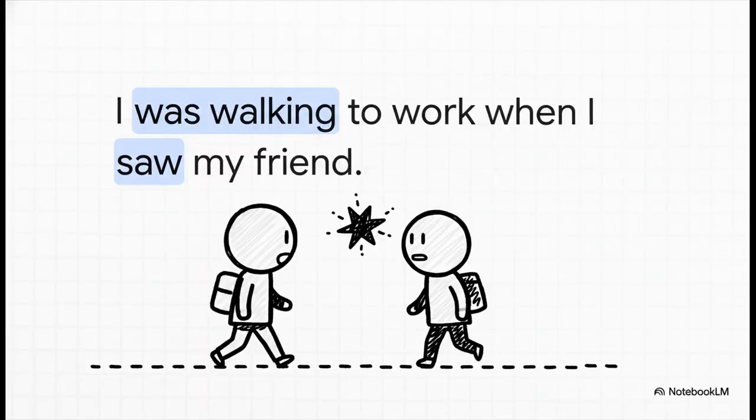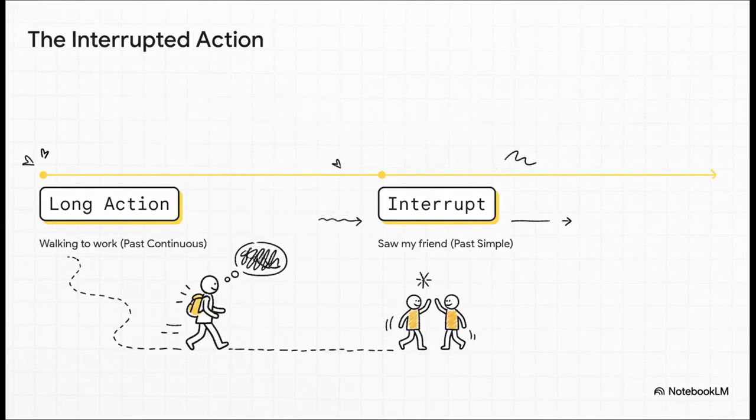Okay, check out our first example. I was walking to work when I saw my friend. Can you feel the two different speeds in that sentence? There's that long, ongoing walk, and then that quick little moment that happened right in the middle of it. And here's exactly what that looks like. Walking to work is this long, continuous line. It's an activity that takes time, but right in the middle of that line, bam, there's a single point. That's the interruption. I saw my friend. The seeing part was just an instant.